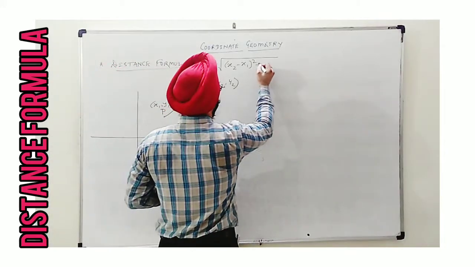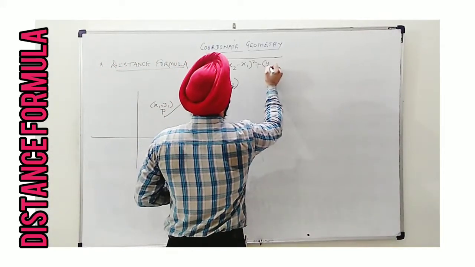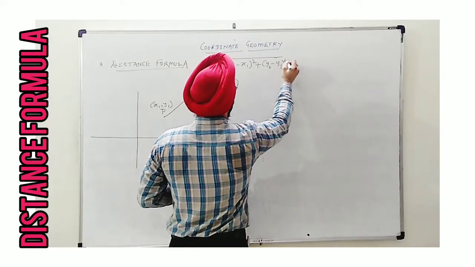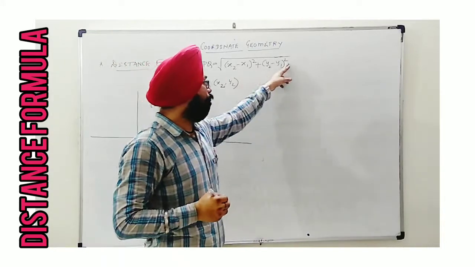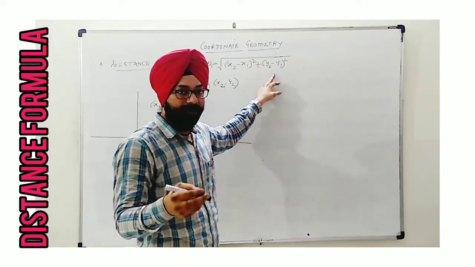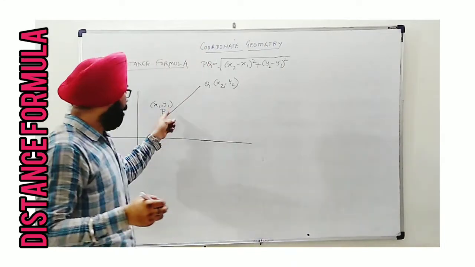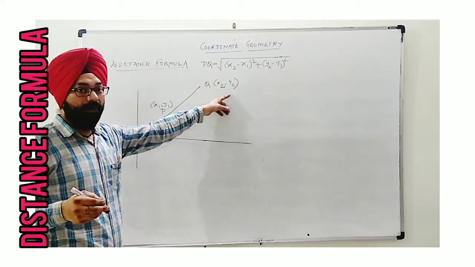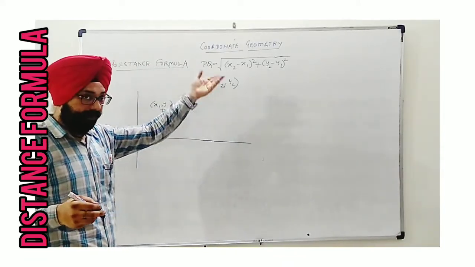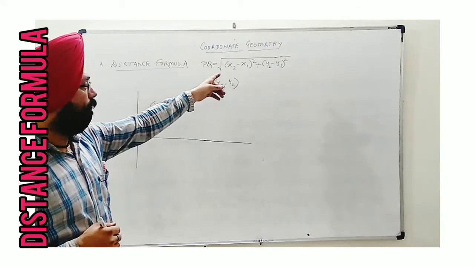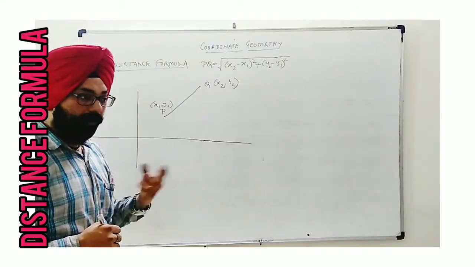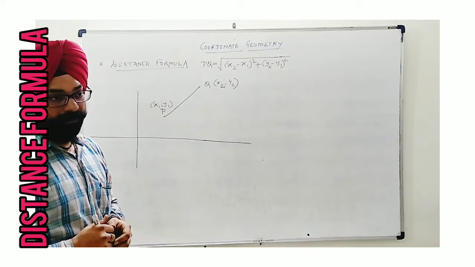Now, plus (y2 minus y1) whole squared, meaning added by the square of the difference between the second values, meaning ordinates. Subtract one value y1 from y2 and take the square. So whatever comes, add to the first one. So this way, this is known as the distance formula. Now we'll think of how it comes.